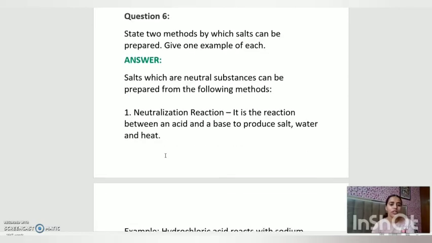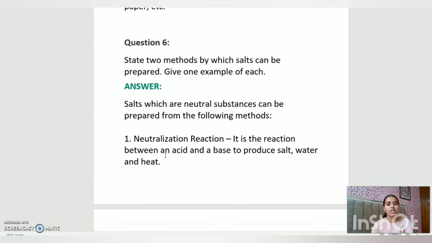Moving further, question number 6. What does question 6 say? State two methods by which salts can be prepared. Now you have to tell the two methods, students, by which salts can be prepared. Give one example of each. Salts, which are neutral substances, can be prepared by the following methods.